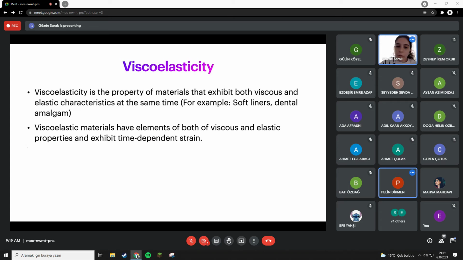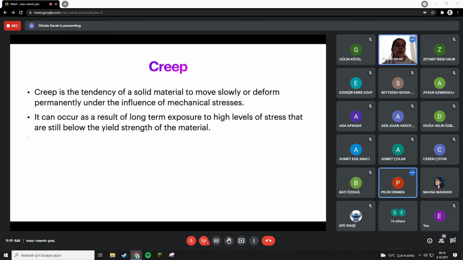Viscoelasticity is the property of materials that exhibits both viscous and elastic characteristics at the same time. Creep is the tendency of a solid material to move slowly or deform permanently under the influence of mechanical stress. It can occur as a result of long-term exposure to high levels of stress that are still below the yield strength of the material.